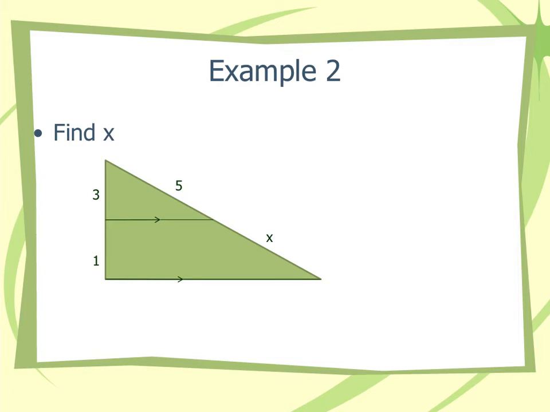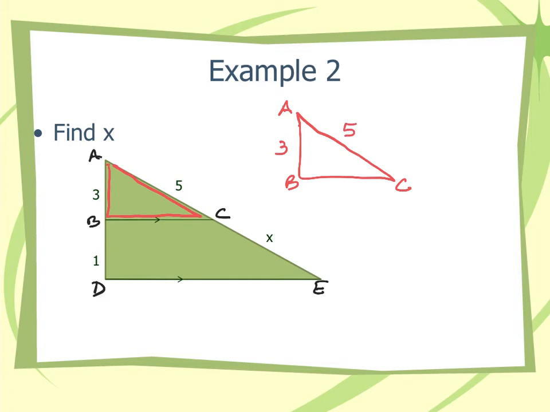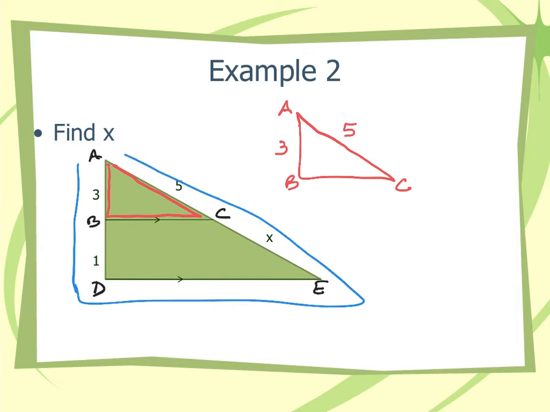Again, let's pull them apart. Maybe it'll help too if I add letters to this. So let me put an A, a B, a C, a D, and an E. So I'm going to refer to this top one. Let me go ahead and redraw it over here. And I'm going to put A, B, C, put a 3, put a 5. And that's all I know so far on this one. And then the larger one, I'm going to call this one ADE. It's going to be in blue.